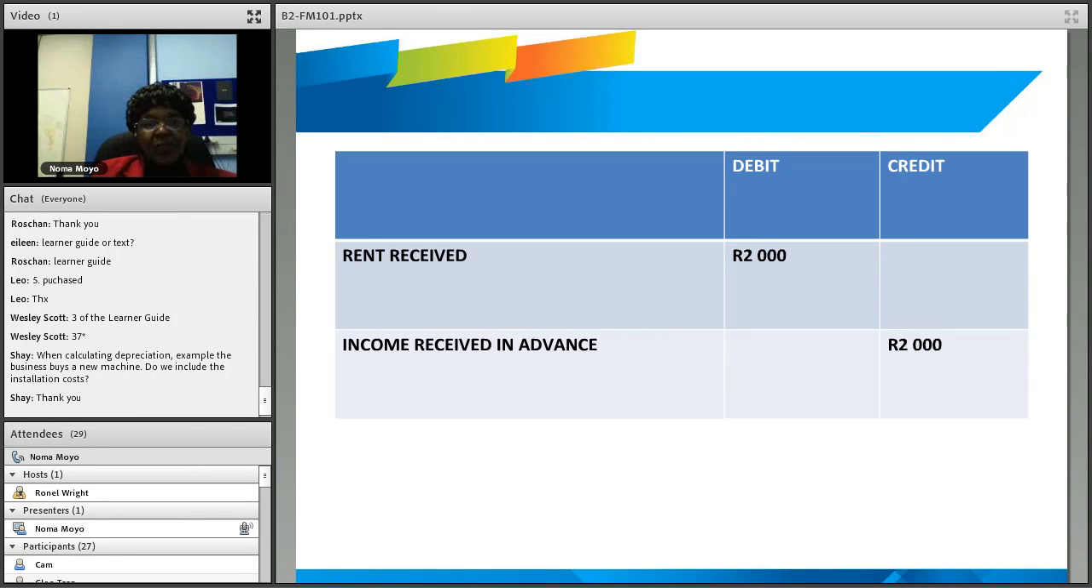This is how it's going to be. We're going to have rent received and income received in advance. But when we received it as 26,000, we debited the bank and credited income received.